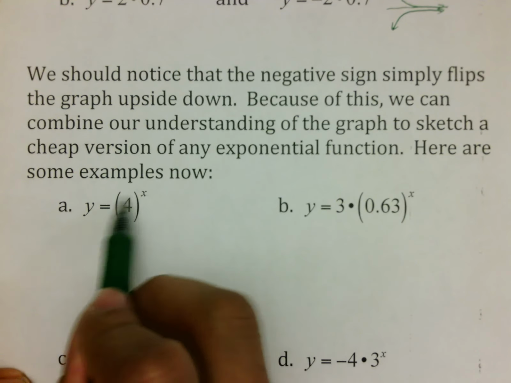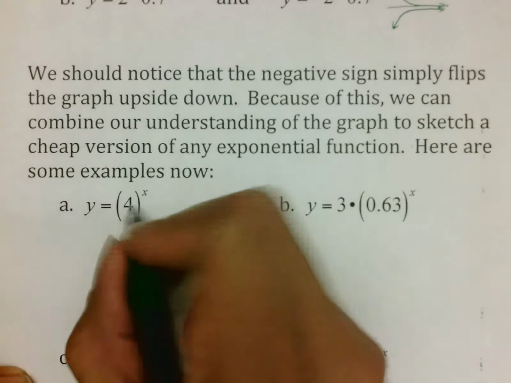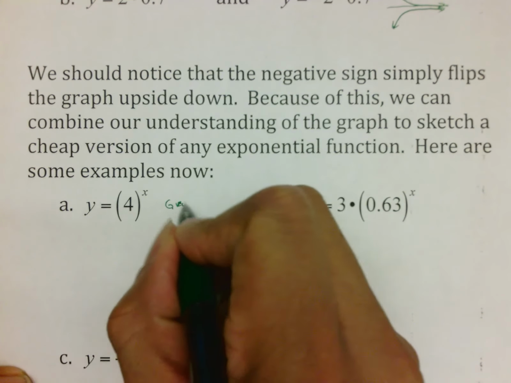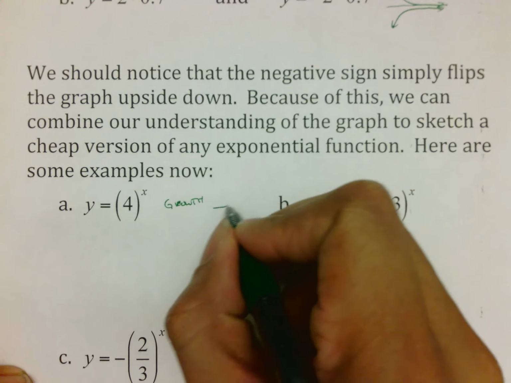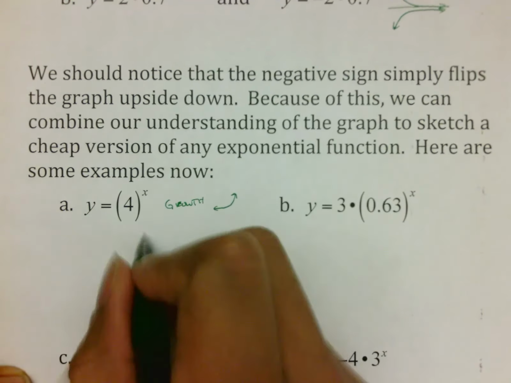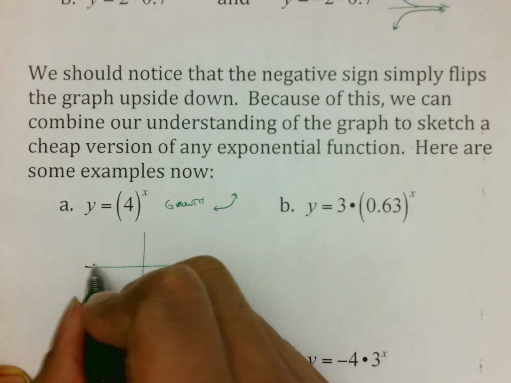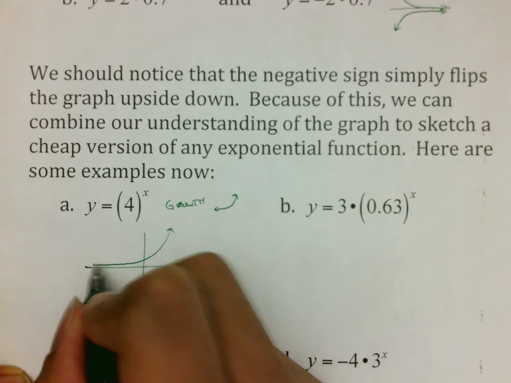So here's the thing. First off, what you want to do is look and ask yourself, is this growth or decay? That is bigger than 1, which makes it growth. Because it's growth and there's nothing else going on, we understand that the natural growth function looks something like this, and so your cheap sketch would be a graph that looks something like this.